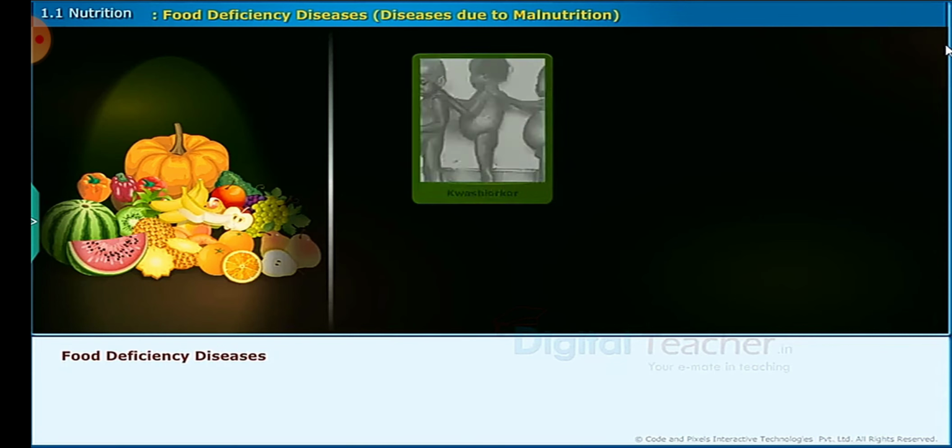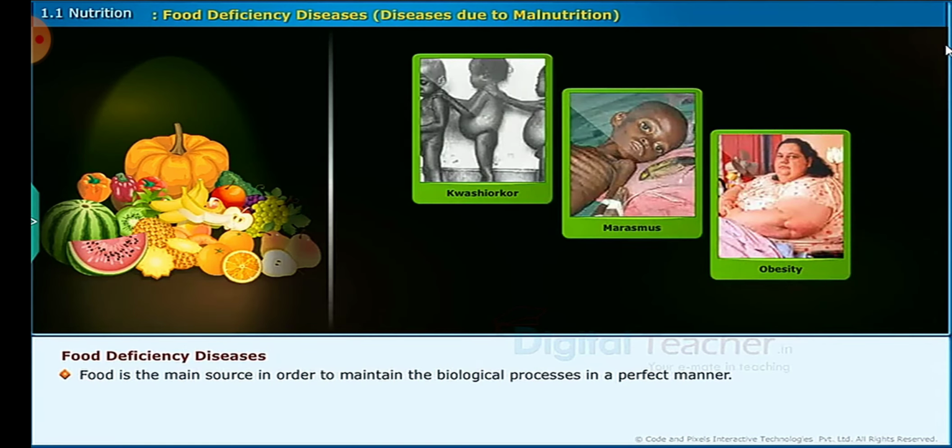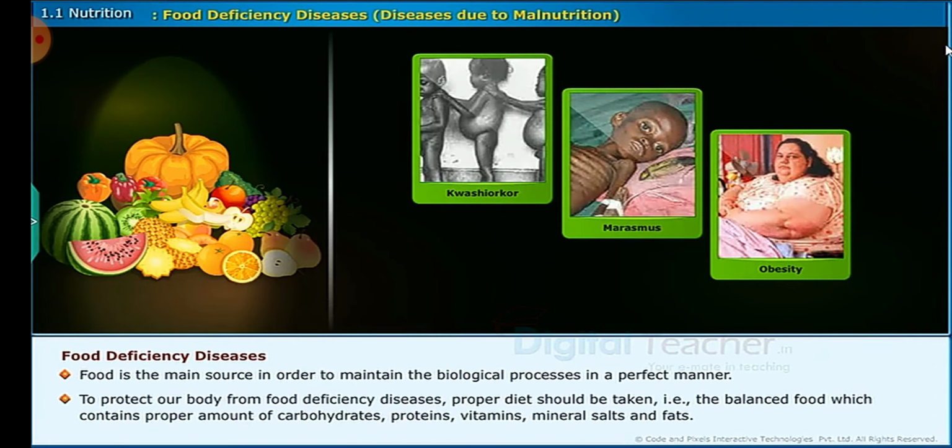Food deficiency diseases. Food is the main source in order to maintain the biological processes in a perfect manner. To protect our body from food deficiency diseases, proper diet should be taken. That is, the balanced food which contains proper amounts of carbohydrates, proteins, vitamins, mineral salts and fats.